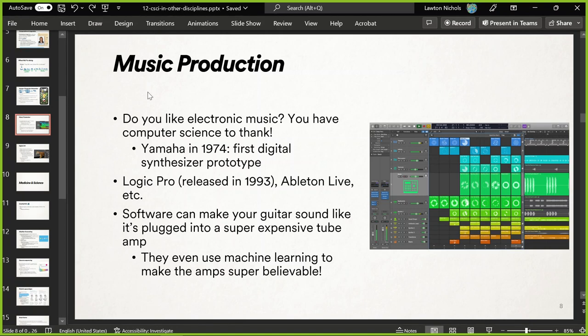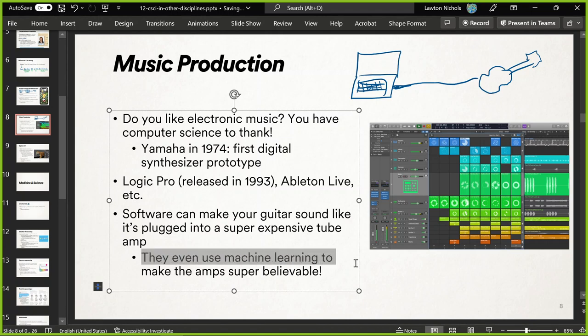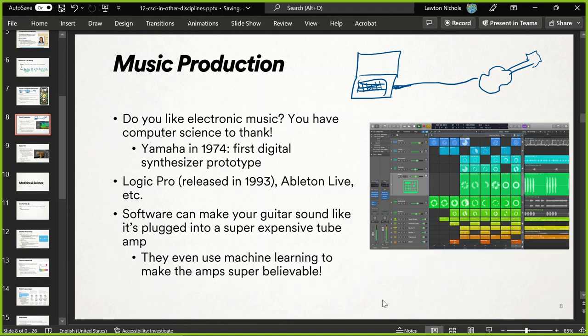There's even software that can make your physical instruments sound like you went to a really expensive recording studio or you rented a very large concert hall. You just plug your guitar into a laptop and suddenly it sounds like it was plugged into a very, very expensive amplifier that I wish I owned. Right? That is possible these days. And there's even the idea of using machine learning based on previous recordings to figure out how to make the sounds more convincing coming from a computer, how to generate sounds that match what is really going on in the world. Isn't that cool?